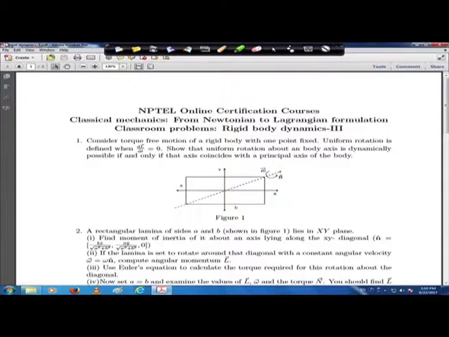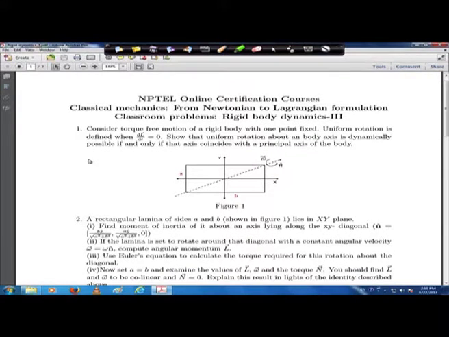So let's continue with our discussion and let's solve some problems to begin with. We have the problem set for discussion on motion of symmetric top, or rather motion of systems. At first we start with an identity.